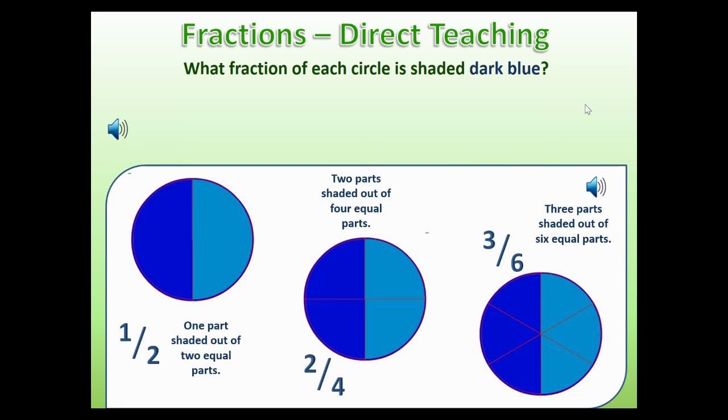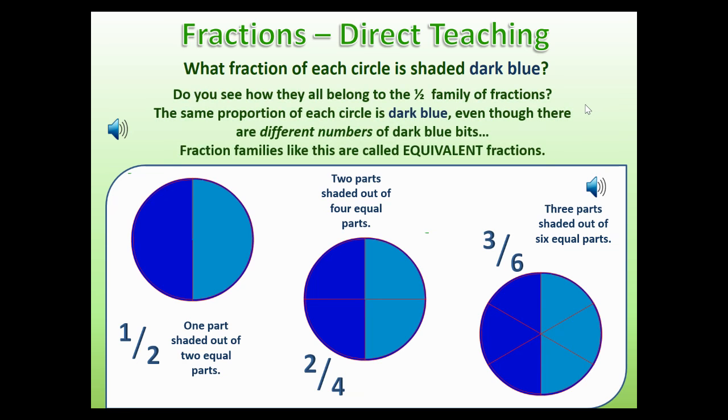Even though each of these pictures looks a little bit different, they all belong to the same family of fractions, the half family of fractions. The same proportion or the same amount of each of these circles is dark blue, even though there are different numbers of dark blue bits. Families of fractions like this are called equivalent fractions. They are equivalent because they are equal. Even though the numbers used in them are different, each of them represents the same proportion of the shape we're looking at. In this case, a circle.